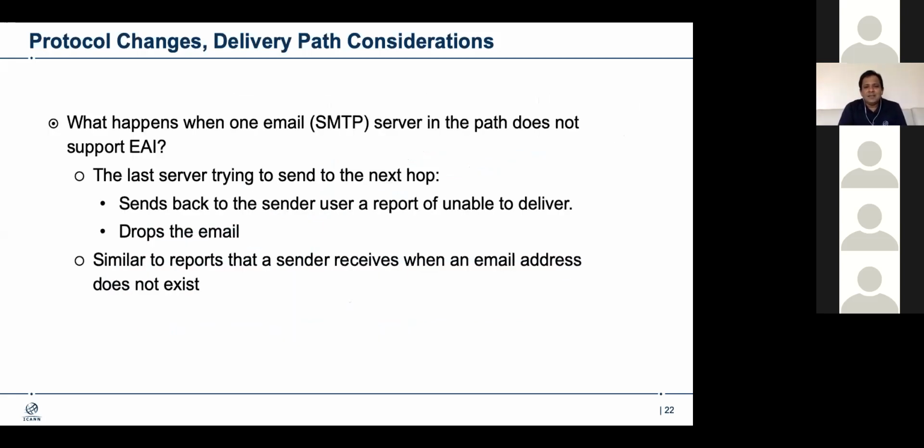What other considerations should we have here? What happens when one SMTP server in the path does not support EAI? Obviously, as we discussed, the email will not be delivered, because the next hop is not going to accept it. So we have to drop that delivery, and the sender should be given a report saying the mail cannot be delivered, right? That should be the process.